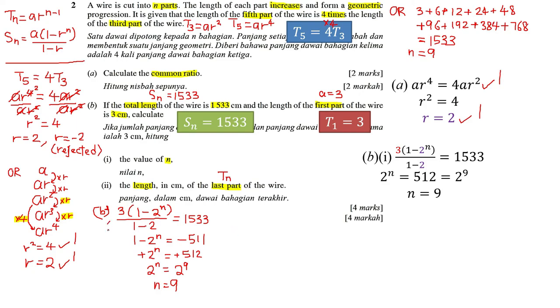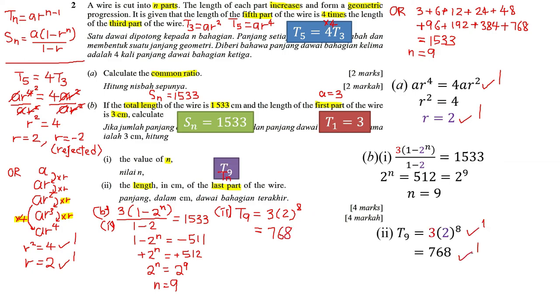Second question. You want to find the length of the last term, and you know that the last term Tn is T9. So T9 is equal to 3 times 2^8. We will get the answer 768. If you are using the listing method, we can directly write down our answer, T9 equals 768. If you are using the formula, 1 mark is given to the formula, 1 mark is given to the answer.